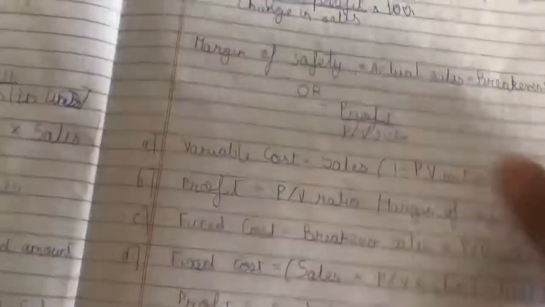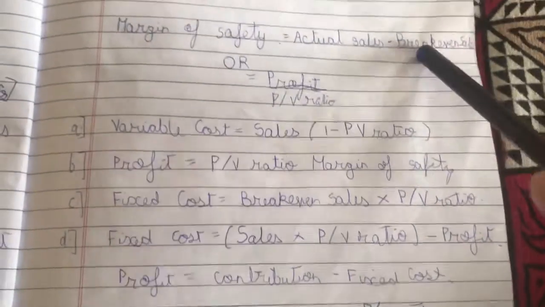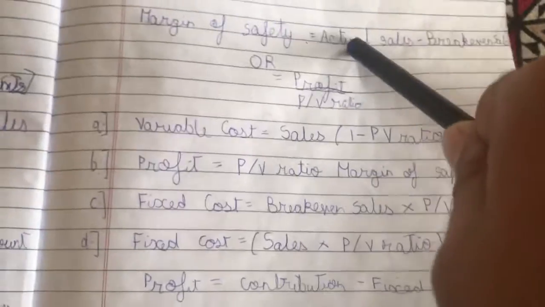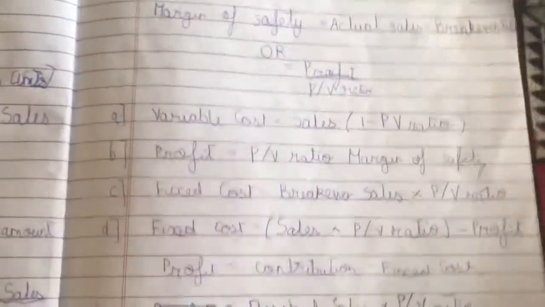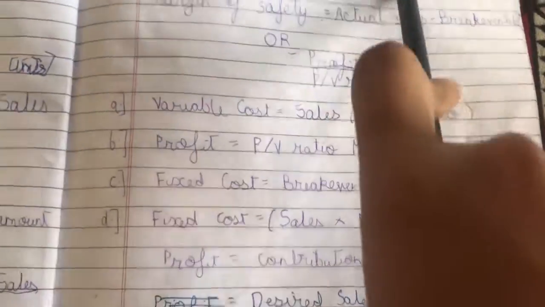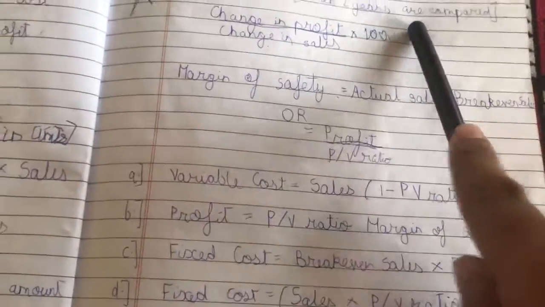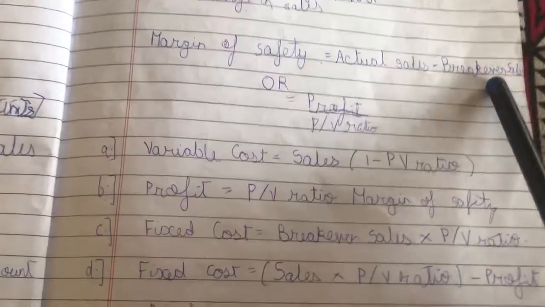So margin of safety is very easy. Actual sales minus break-even sales. Break-even sales is what? No profit, no loss. What is actual sales? Actual sales in most cases is greater than break-even sales because we are earning a profit. Assuming that we are earning profit, actual sales is greater than break-even sales.